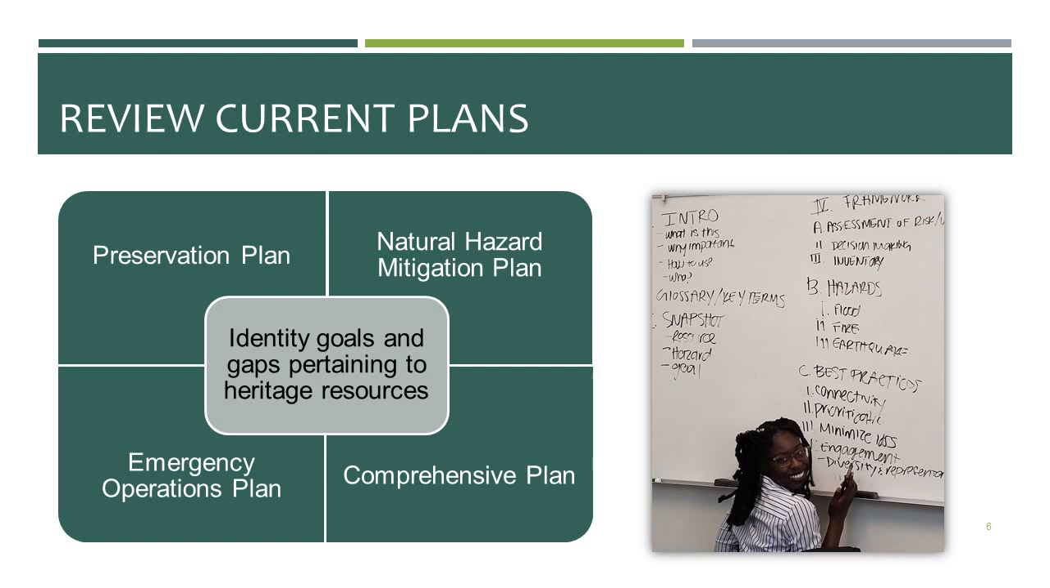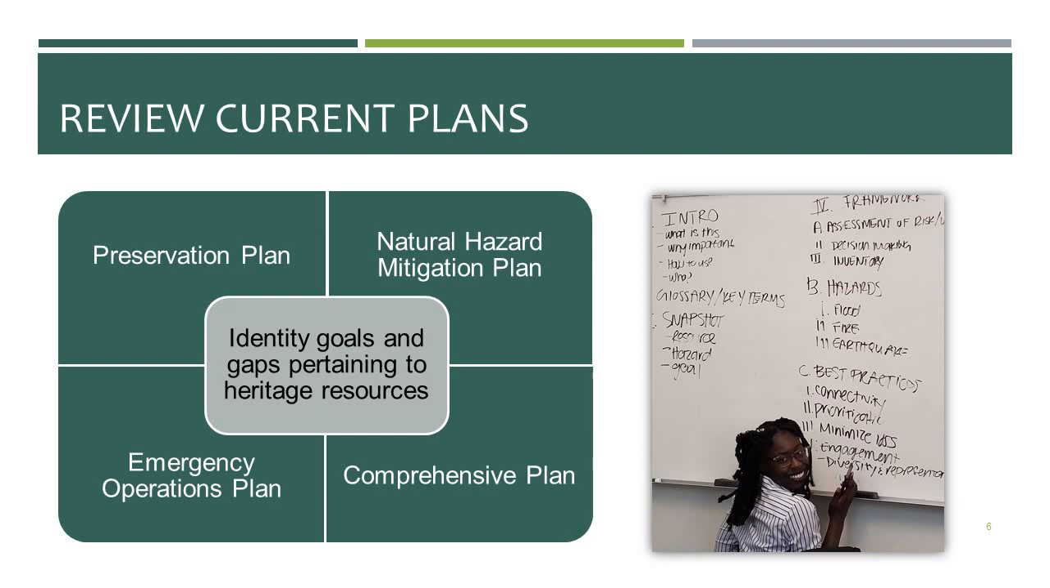Comprehensive land use plans regulate the use of land within cities and address a broad spectrum of issues including economy, housing, parks, transportation, and cultural resources. In Oregon, statewide planning goal number 5, natural resources, scenic and historic areas, and open spaces, addresses heritage resources. Your local comprehensive plan should have a chapter devoted to goal 5.